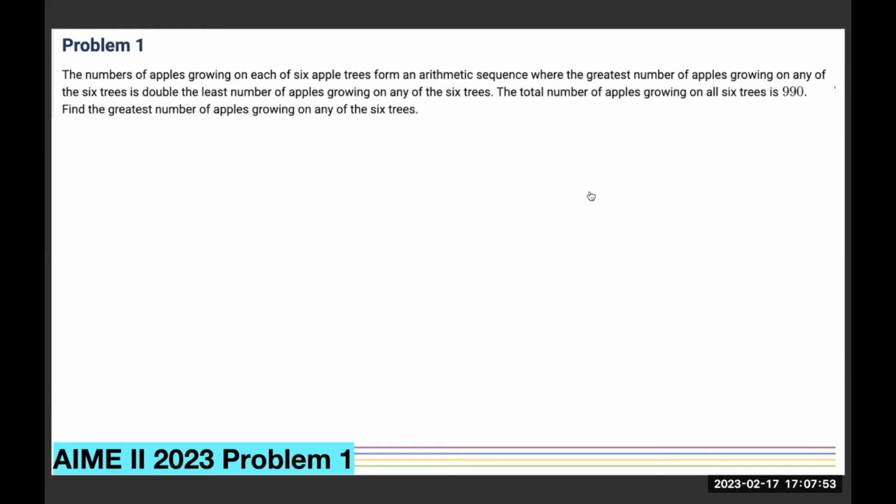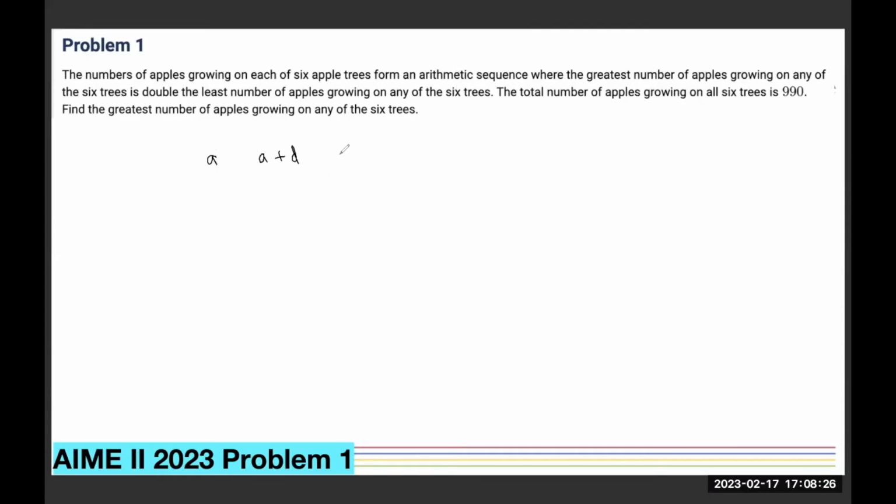Okay, so we have 6 trees and the numbers of apples on them, which of course have to be integers, positive integers, or non-negative integers, form an arithmetic sequence, right? So we can define an arithmetic sequence where we start at the first term A and we add D each time. So the first tree, which we'll say is the one that is named to be the least number of apples growing on any of the 6 trees, right? So that's this right here.